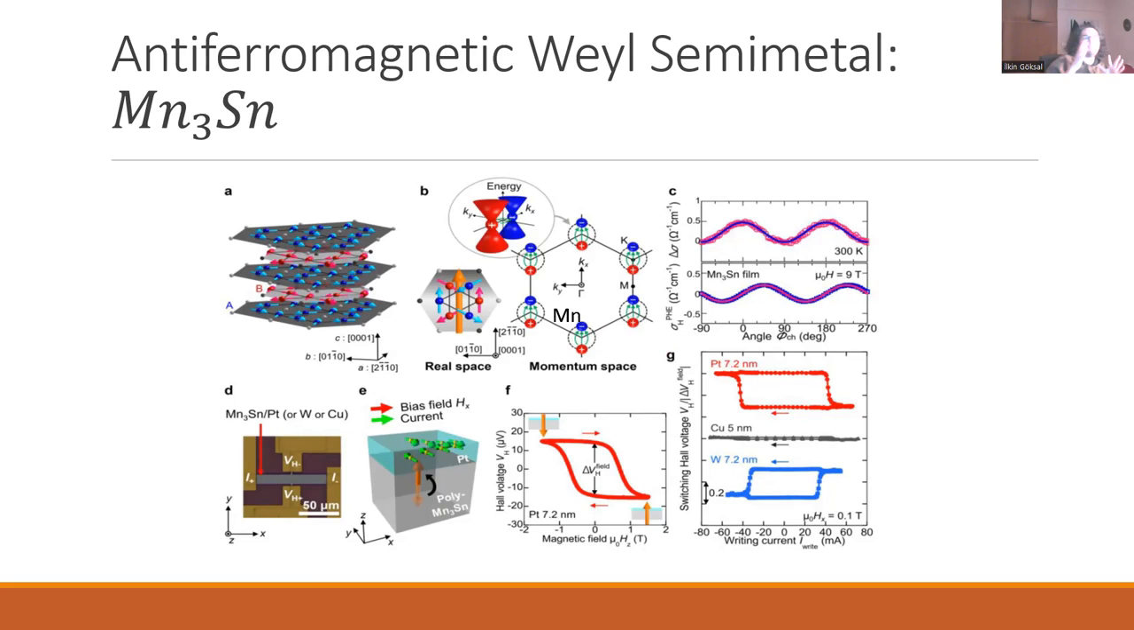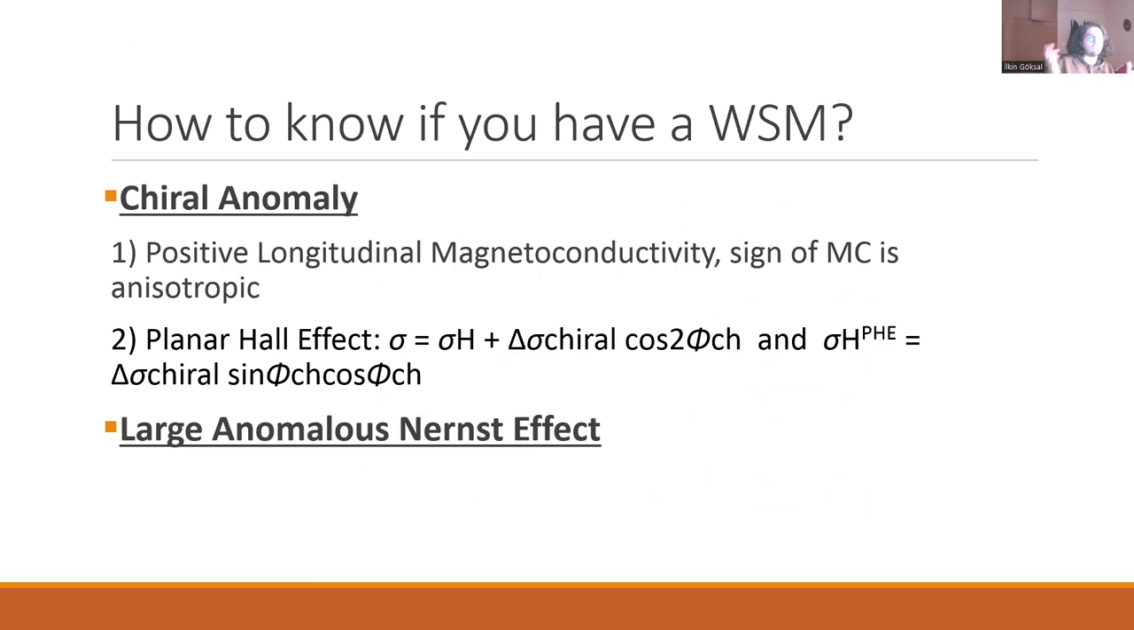So the basic goal was to obtain the perfect antiferromagnetic switching in a Kagome lattice in a topological antiferromagnet, which sounds quite hard and very extensive work. So how do you know if you have Weyl symmetry?